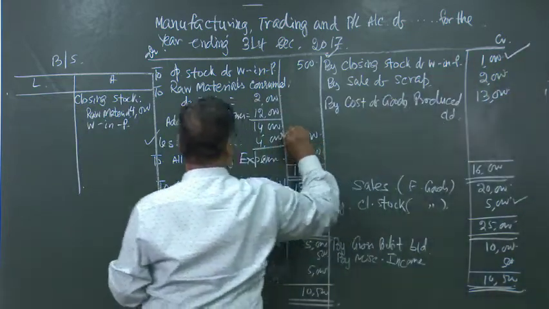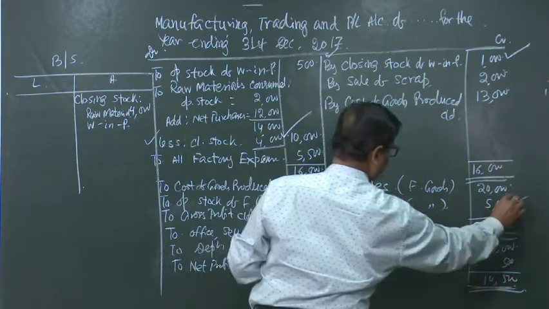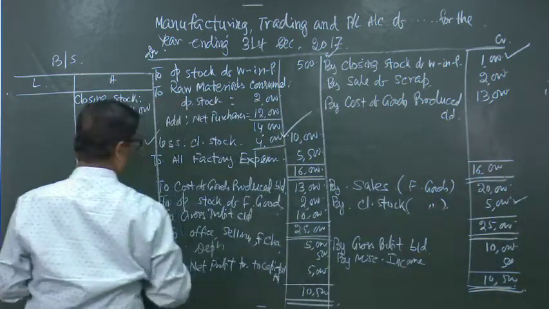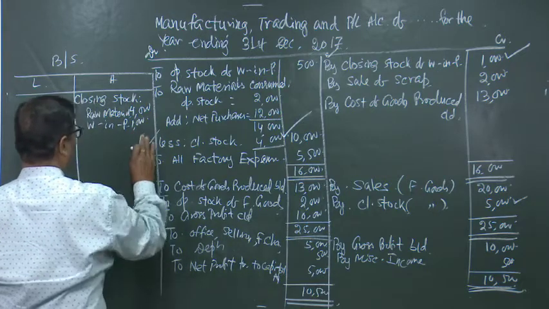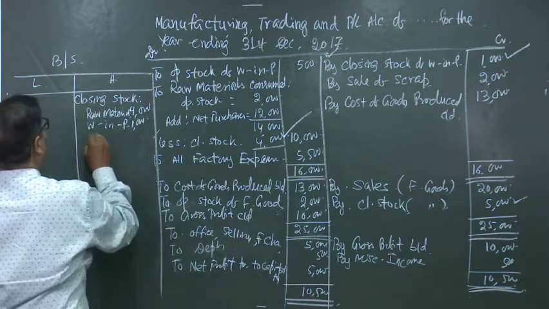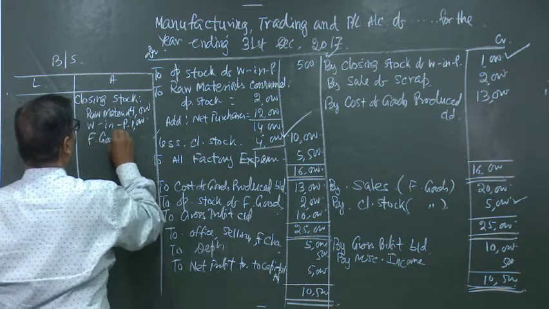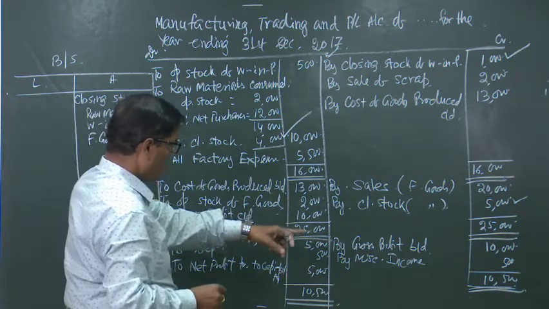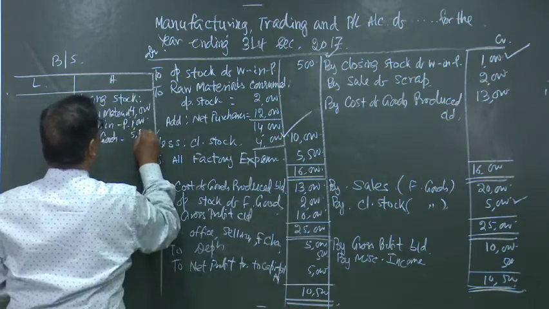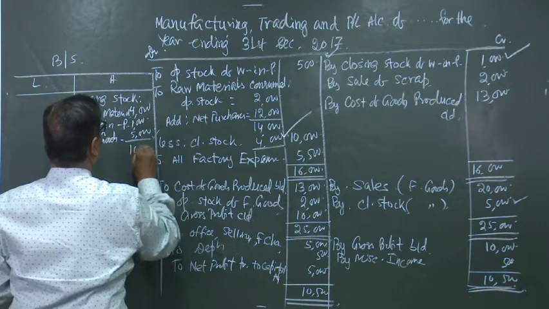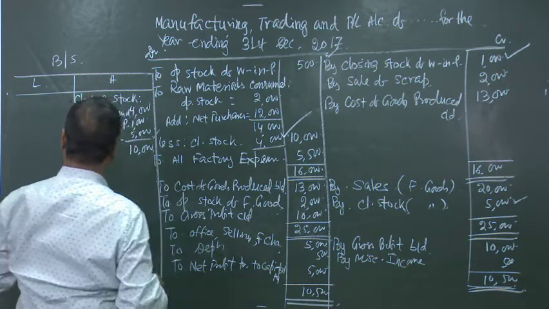These three things will be there. Work in progress is 1000. Then you have got closing stock of finished goods, that is closing stock of finished goods is 5000. In this way, total 10,000 will be in the asset side.